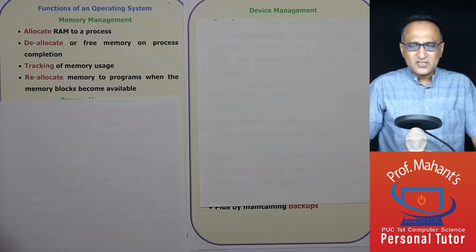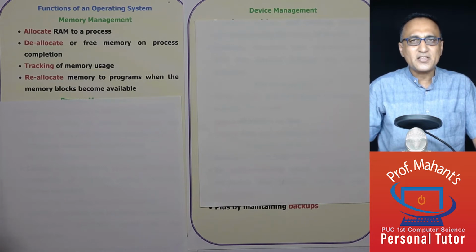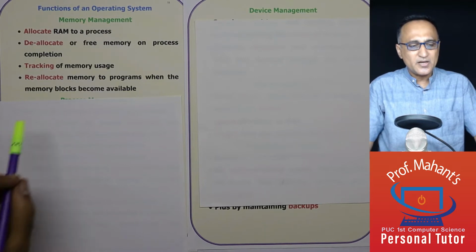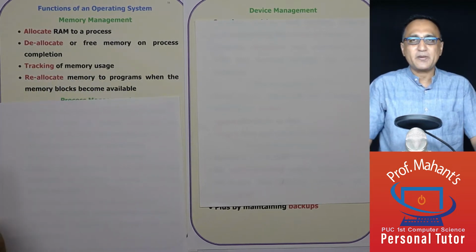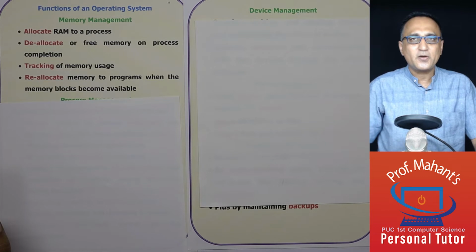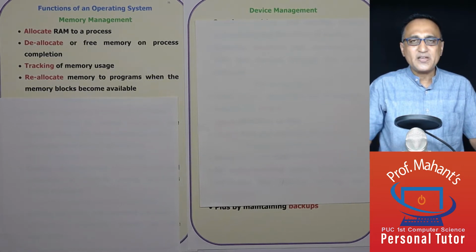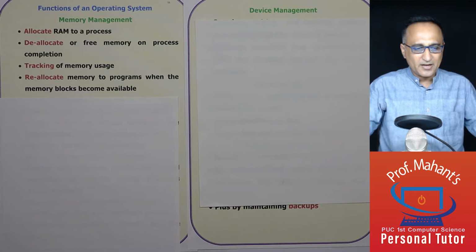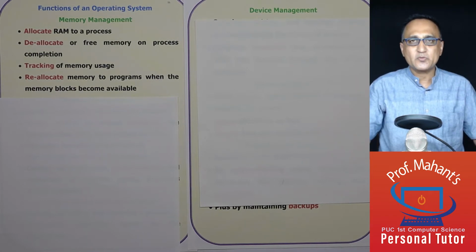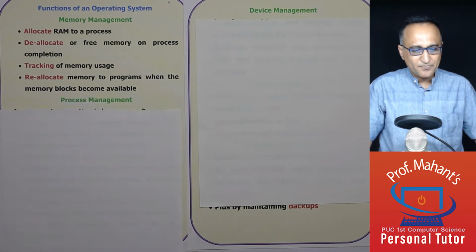Now, sometimes I'm running, say, 10 programs, but I want to run the 12th, 13th, 14th, and 15th. I have put in a request, but the computer is not able to run them because the memory is already occupied by existing programs. So what the operating system does is, once the memory becomes free, it takes my requests and reallocates memory to my programs when memory becomes available.